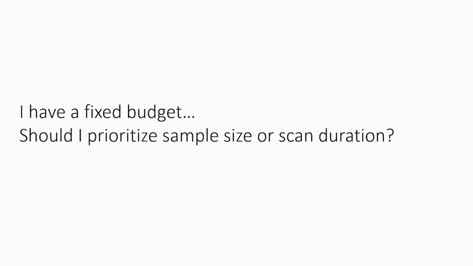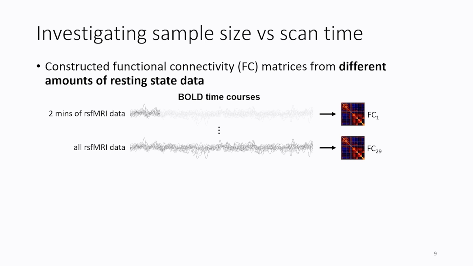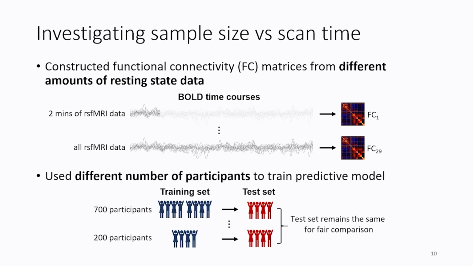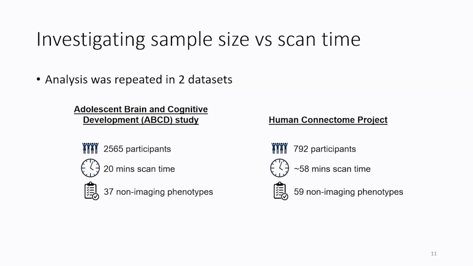We try to look into which factor is actually more important for this. Let me give a bit more detail in the next slide. Basically, we've constructed FC matrices from different amounts of time, starting from 2 minutes to the full duration of the scan. We use these as input features to predictive models to predict different non-imaging phenotypes. And we change the number of participants we use to train each predictive model. We conducted this analysis in 2 datasets, the ABCD, or Adolescent Brain and Cognitive Development Study, and HCP, the Human Connectome Project. Let me move on to the results really quickly.